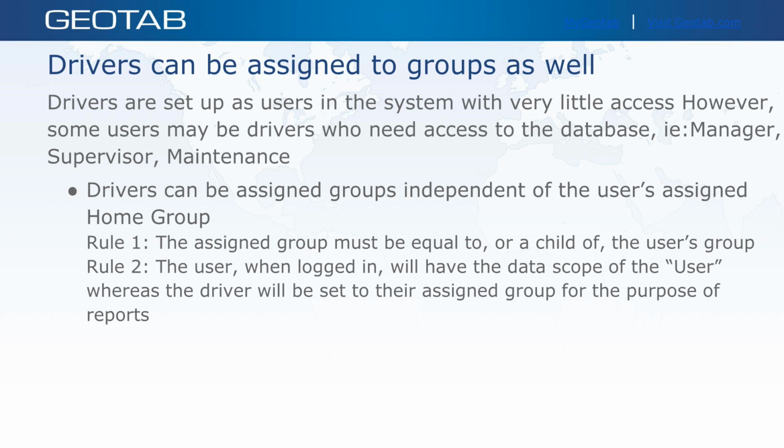I'll just walk through this. Rule number 1: the assigned group must be equal to or a child of the user group, if you will. Let's say the user itself is part of Canada. It has to be part of a group underneath Canada, is really what that's saying. Rule number 2: the user when logged in will have the data scope of the user, whereas the driver will be set to their assigned group for the purpose of reports.